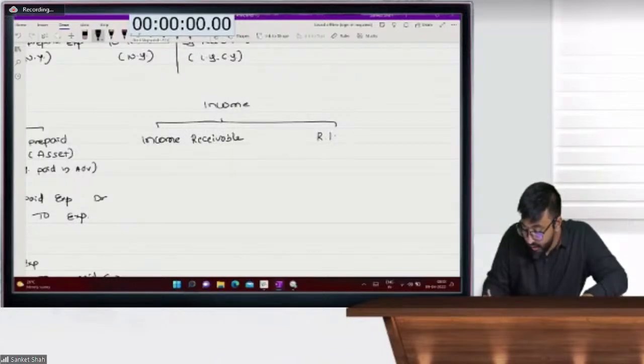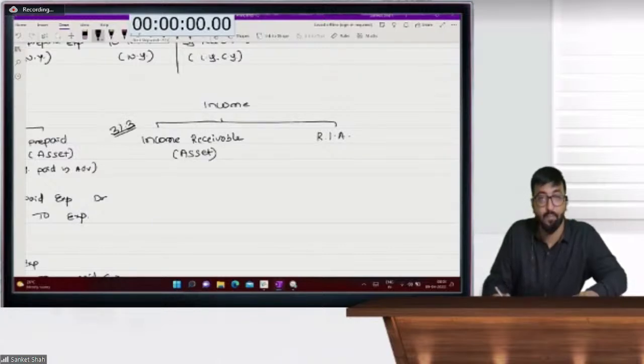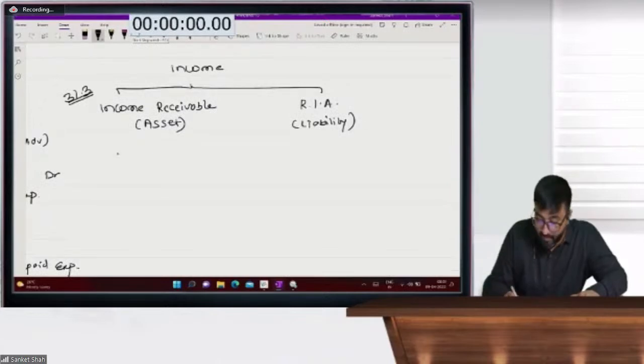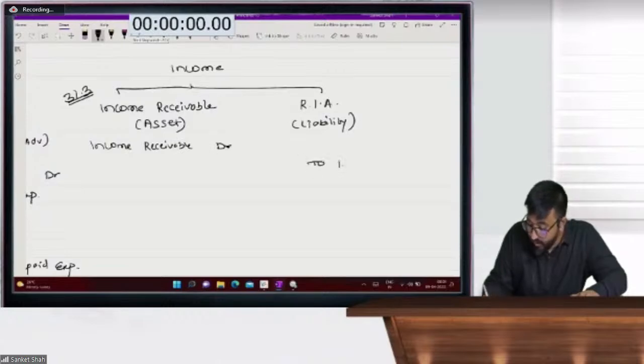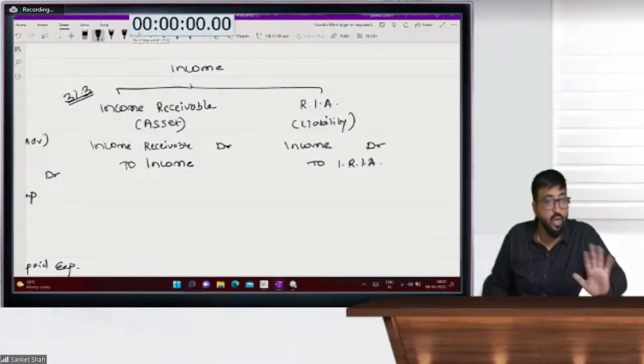Income receivable or income received in advance on 31st of March. So income receivable is your asset and income received in advance is your liability. First point that comes to my mind: asset has a debit balance. So I write income receivable debit. And here I will write liability, meaning income received in advance, credit. But I am going to cancel it, I'm going to show it to income and in advance I'm going to cancel it. So income account debit.